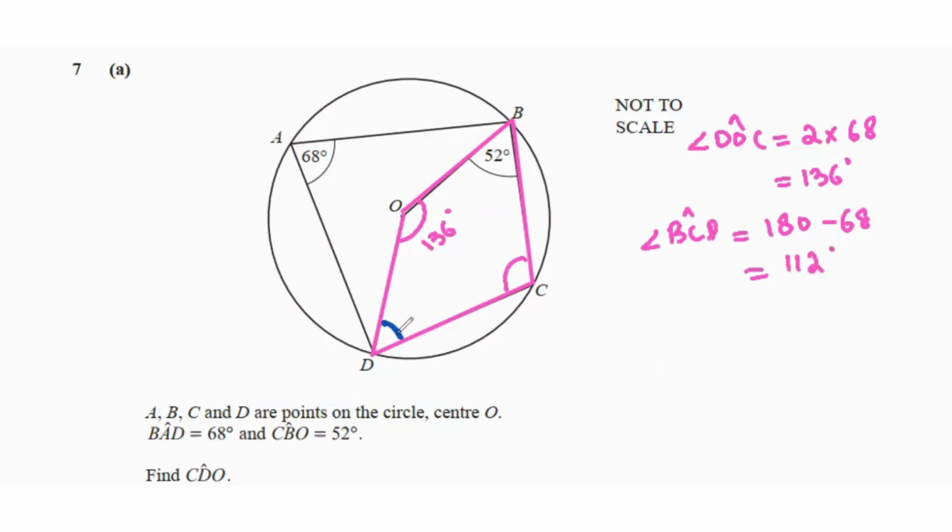So to find angle D over here, we will do angle CDO is going to be 360 minus 136 minus 112 and then minus 52. And that will give us 60 degrees. That is your answer.